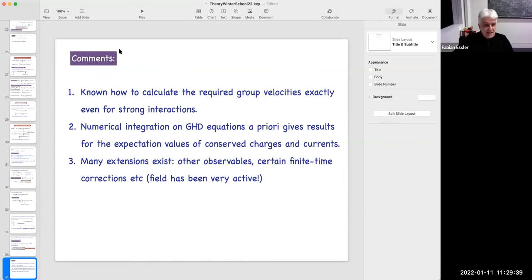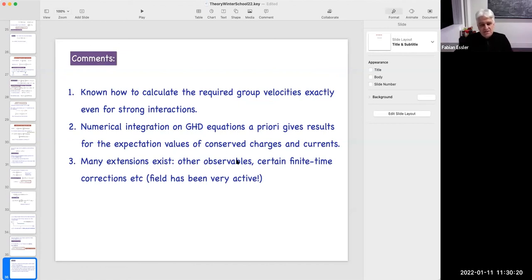So this is my final slide, and I have just a few comments. It's important to point out there are very efficient methods to calculate these required group velocities exactly in these integrable models, even for strong interactions. And these GHD equations can be readily integrated numerically. And this gives you results in the first instance for the expectation values of the conserved charges and currents, which are particular observables.